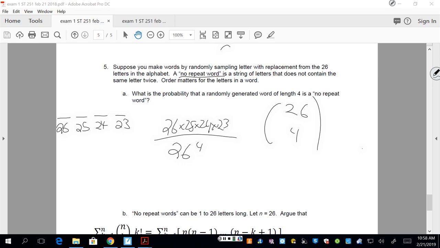There's a pretty good chance you get a no repeat word, because there's 26 letters. We haven't used that many of them with 4. So this does answer another question, right? What's the chance of choosing 4 letters, but not keeping track of their order?